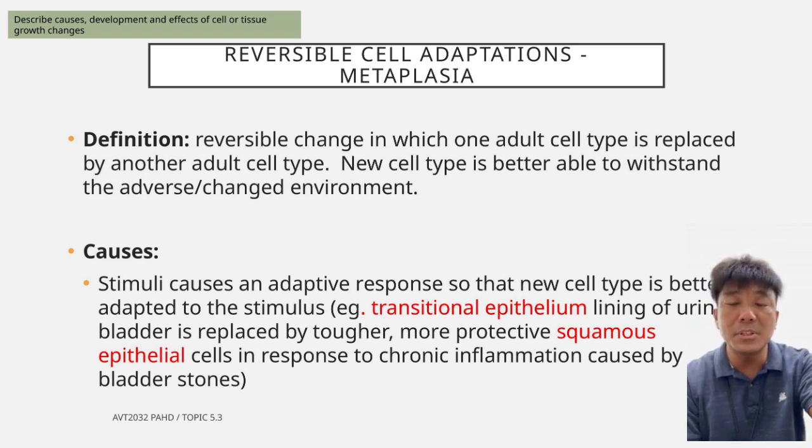This occurs in response to stimuli such as chronic inflammation. For example, transitional epithelium in the urinary bladder may transform into squamous epithelial cells to better withstand bladder stones, illustrating the body's adaptive mechanisms to environmental changes.